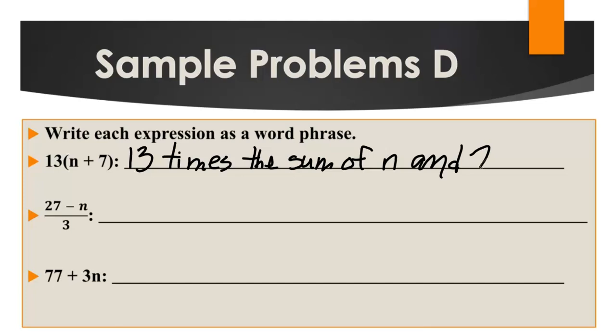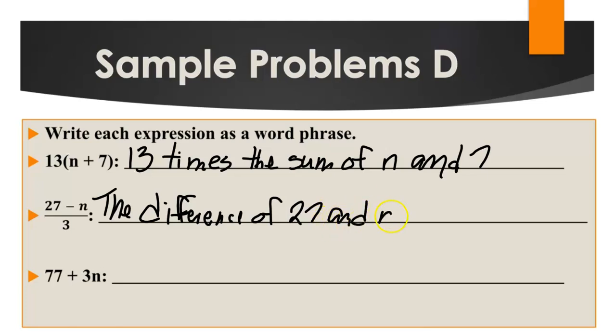Next, I have 27 minus n all divided by 3, so I'm going to write this as the difference of 27 and n divided by 3. And difference is the answer to a subtraction problem. And again, this is just one way of saying it. I could have said the quotient of 27 minus n and 3.